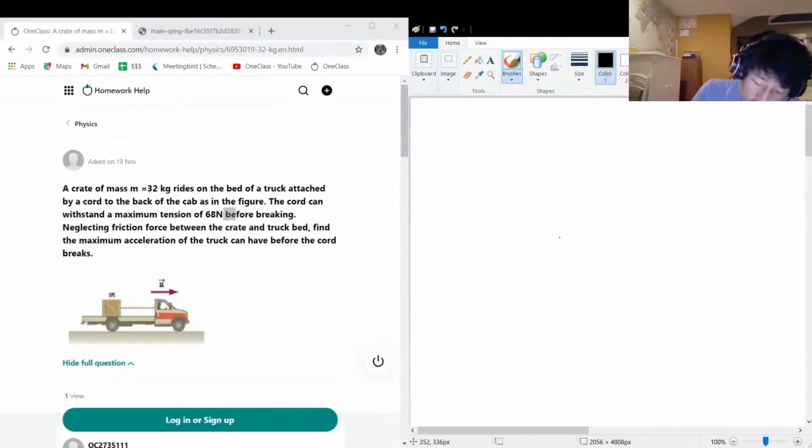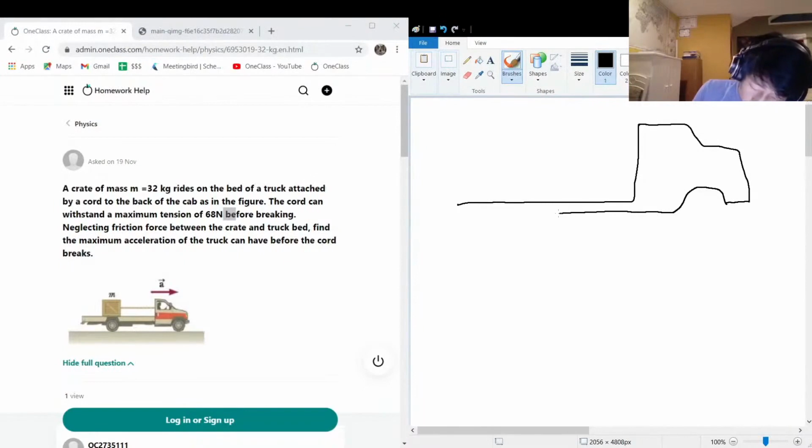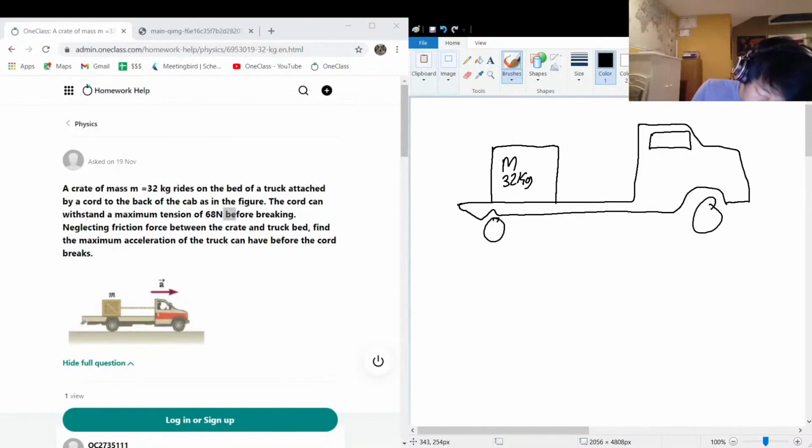Okay, so suppose we have a truck. This can be like the back of the truck. There's our wheel holes. This can be like a dude driving. And then we have our mass here, 32 kilograms. Okay, and we're going to have a cable here. So the max that this can have is 68 newtons.